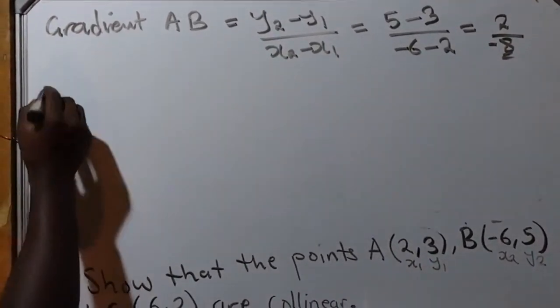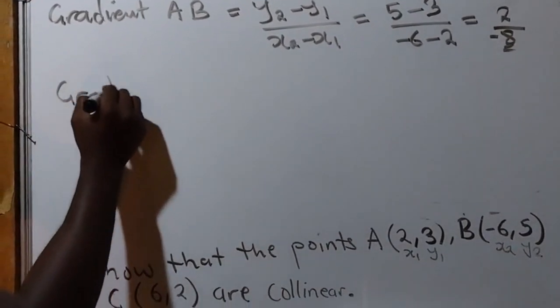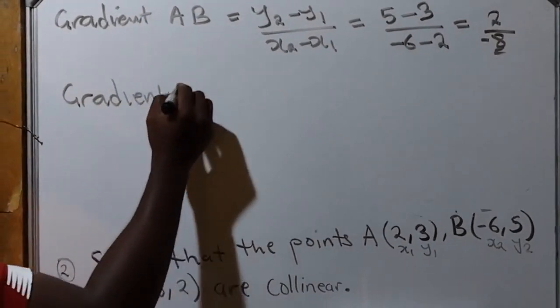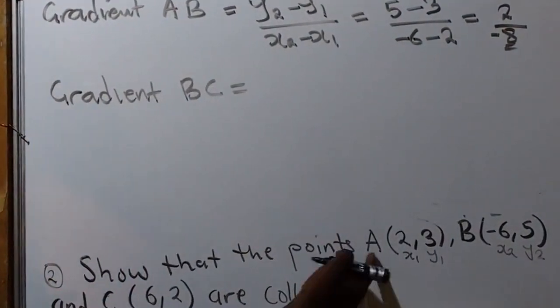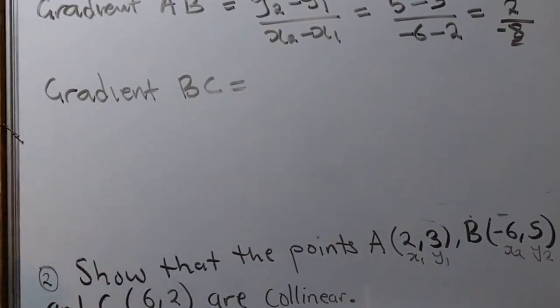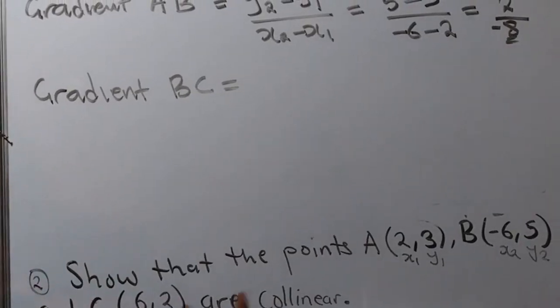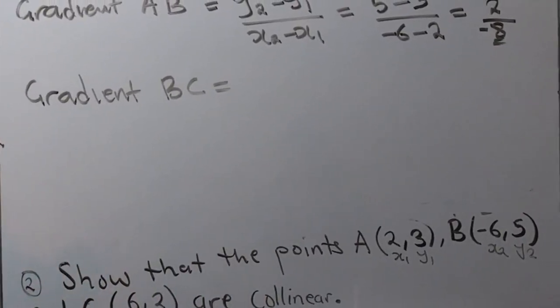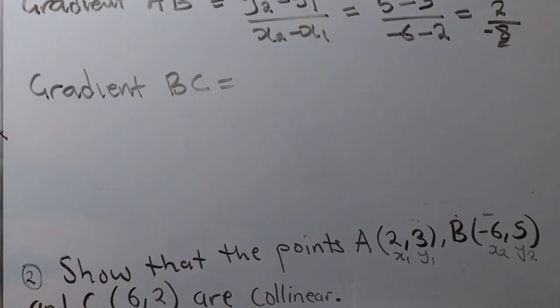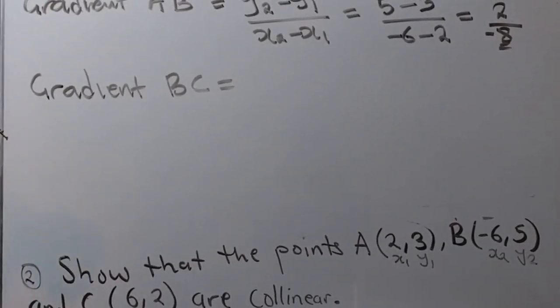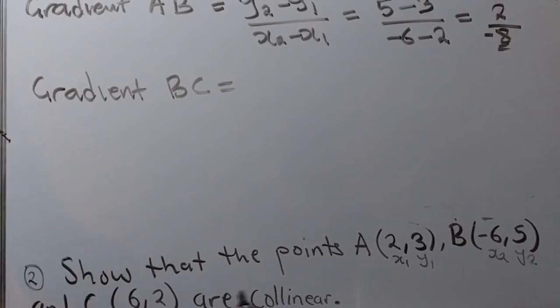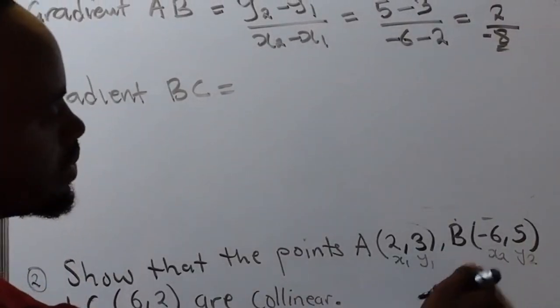So from there, we can also find the gradient of what? BC. So let's say gradient of BC. Remember what I said, you can also find the gradient of AC if you want. But in some cases, you may find that just 2 points, they have given you the same gradient. The other one, maybe not. But still have to state that the points are what? Collinear.